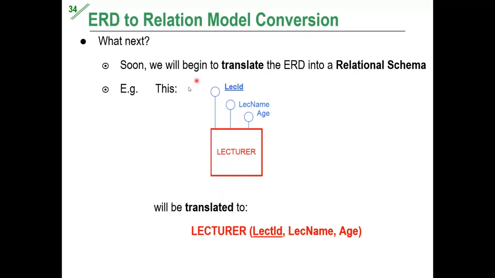For example, if you think about the lecturer, the relational schema looks like this. We write the name of the entity, LECTURER. Usually we write it in capital letters. And then within the brackets, we write all the attributes, right? So 3 attributes in this case. And then we underline the primary key, right? So this is the example.